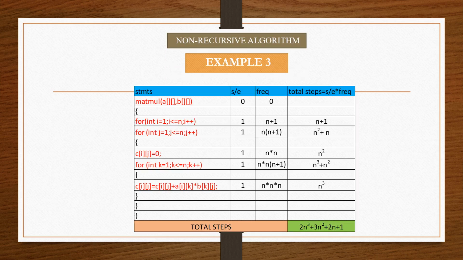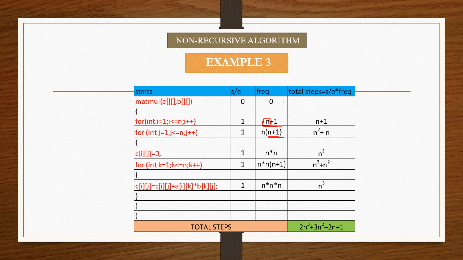The third example is for matrix multiplication. So this is not executable, frequency 0. This is executable. This will execute for n times, and for one statement it goes false. So it is n plus 1. This is the inner loop and this is my outer loop. So the inner loop will execute n plus 1 times if and only if the outer loop is true. So the true part of the outer loop is n. That is why it is n into n plus 1 here.